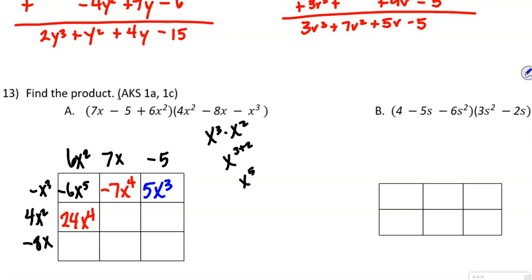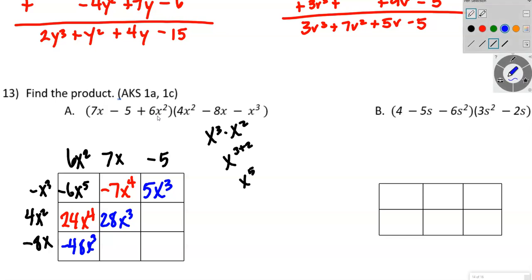Then we got 7x times 4x. 7 times 4 is 28. And x squared times x is again x to the third. And then we got a 6x squared times a negative 8x. So 6 times negative 8 is negative 48. And then we got an x squared times an x. That's an x to the third again. Going to find me another color here.